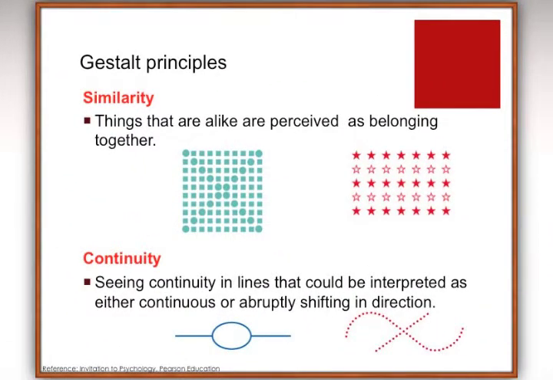The upper diagram illustrates the concept of similarity. Things that are alike are perceived as belonging together. For example, you will perceive the solid stars as a group in the right-hand side diagram.